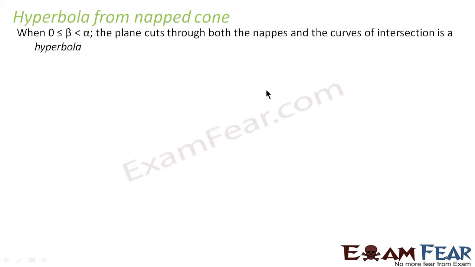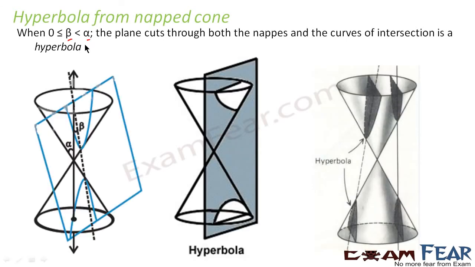Now we'll study the hyperbola. For a hyperbola, the beta angle should be greater than 0 but less than alpha. In such a case, we get a hyperbola. If you see this figure, here the beta angle is the angle which the axis makes with the plane, and this is the generator. So the beta angle is less than alpha. Alpha is this angle, beta is even less than alpha, but beta is greater than 0. So in this case, whatever you get is a hyperbola. A hyperbola is something like this. If you see this curve, it looks exactly like this.